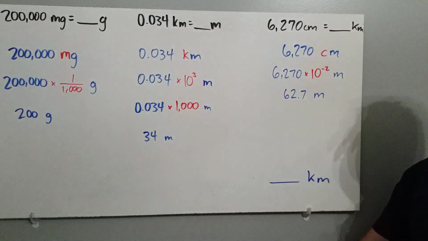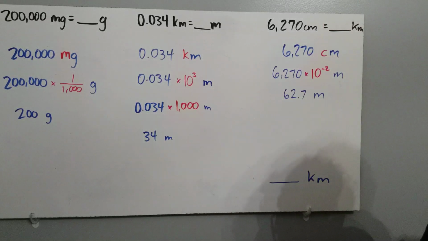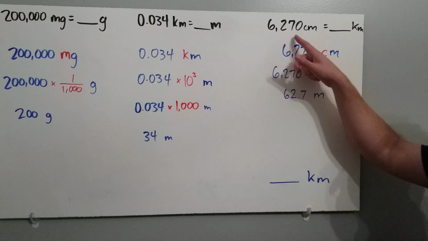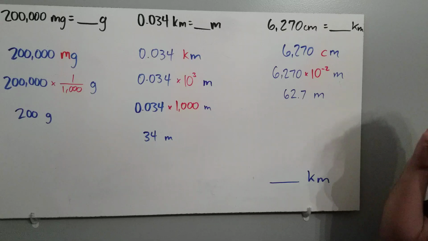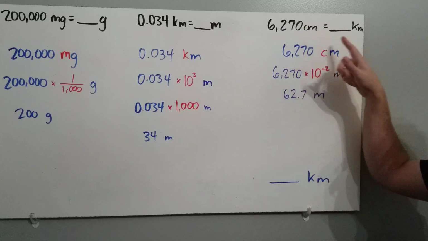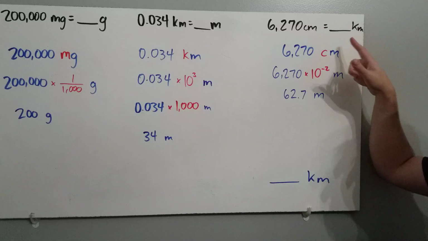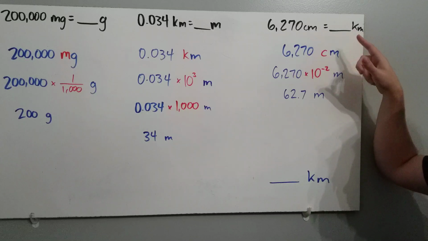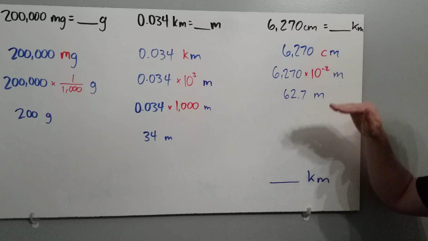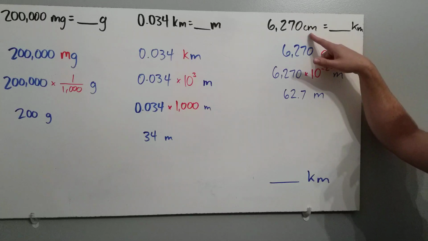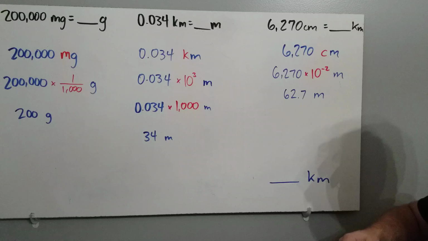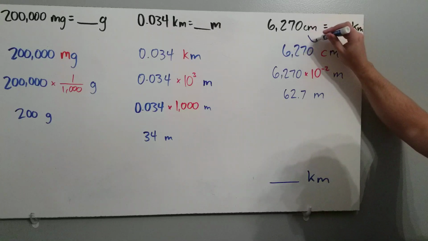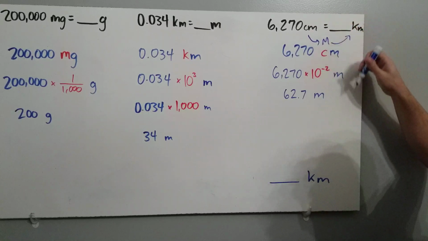All right, then finally over here, this is where it gets a little bit tricky because this is going to take us 2 steps here, because we have 6,270 centimeters, and I want to know how many kilometers that is. Now, when we're going from one metric prefix to another metric prefix, centi to kilo, we need to make a pit stop at the base unit. So we need to first take the centimeters and turn it into meters, and then go to kilometers after that. So our goal will be to turn this first into meters and then into kilometers.